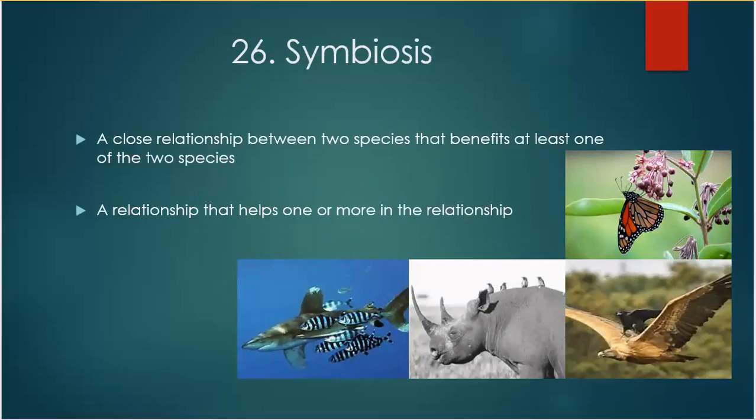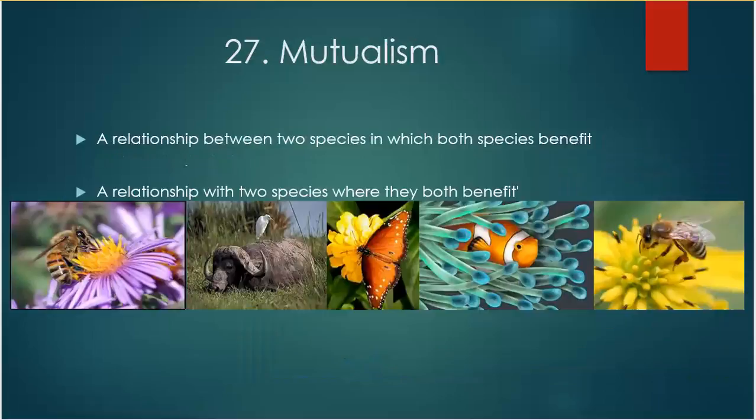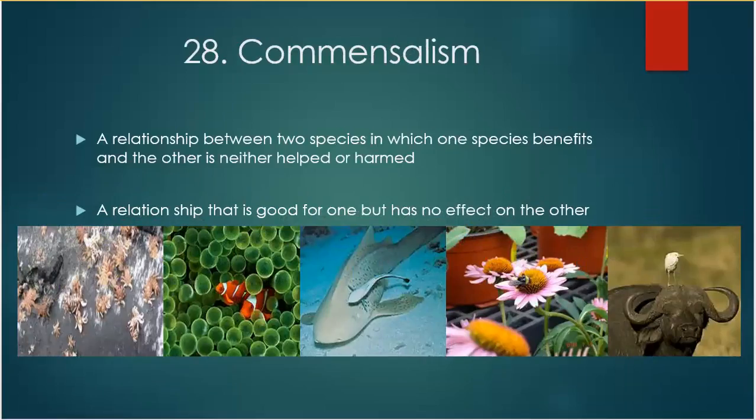Symbiosis, a close relationship between two species that benefits at least one of the two species. A relationship that helps one or more in the relationship. Mutualism, a relationship between two species in which both benefit. A relationship between two species where they both benefit. Commensalism, a relationship between two species in which one species benefits and the other is neither helped nor harmed. A relationship that is good for one but has no effect on the other.